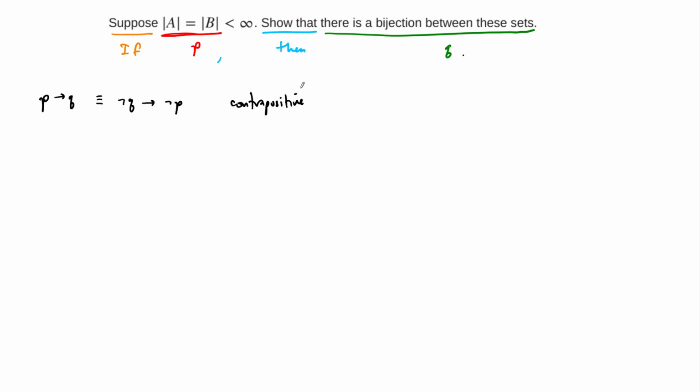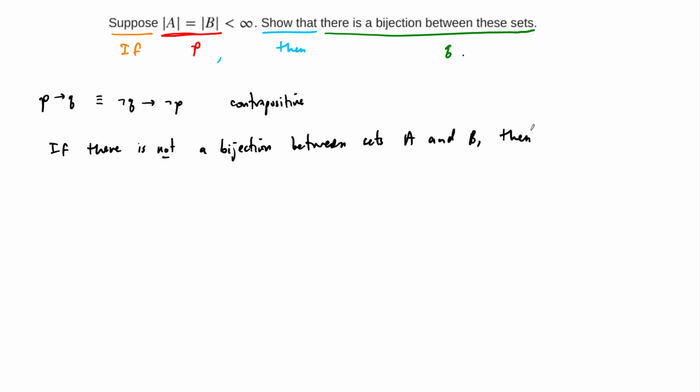This is the inverse of the converse, and these two statements are logically equivalent to one another. So let's write this statement down. I'll just write it as if-then, because it's the easiest way to work with it. If there is not a bijection between the two sets, so this is the negation of our proposition Q, if there is not a bijection between these sets A and B, then the negation of P is that the cardinalities are not the same, right? So the cardinality of A is not equal to the cardinality of B.